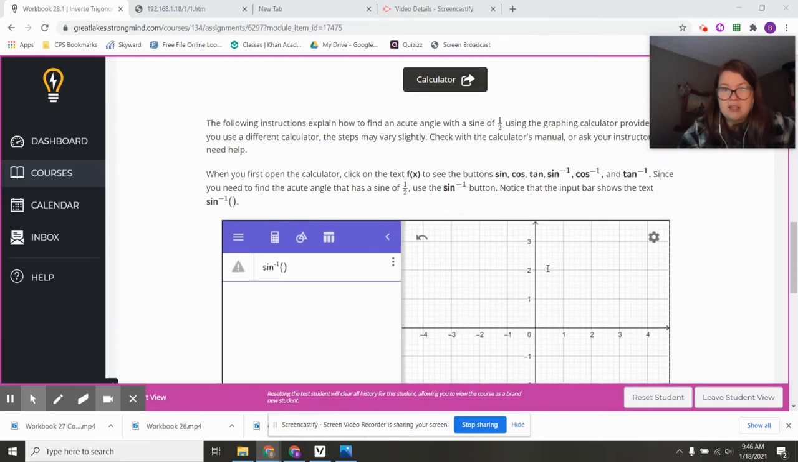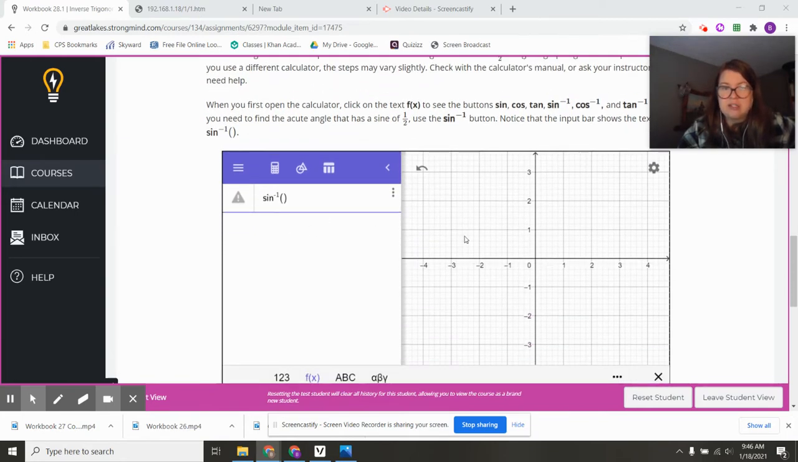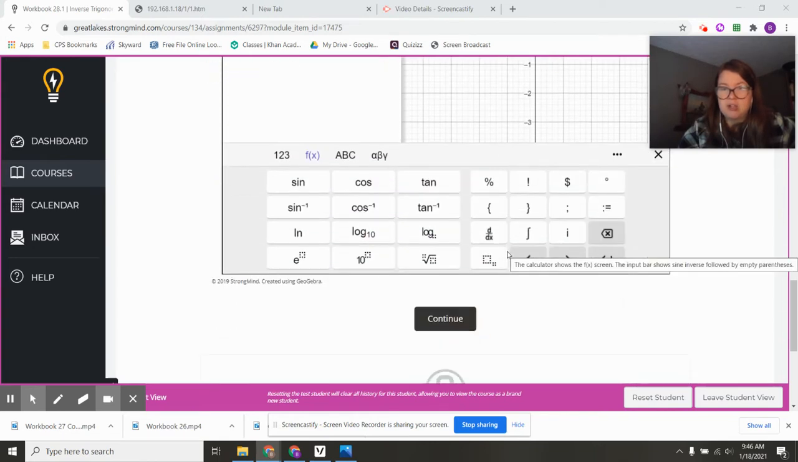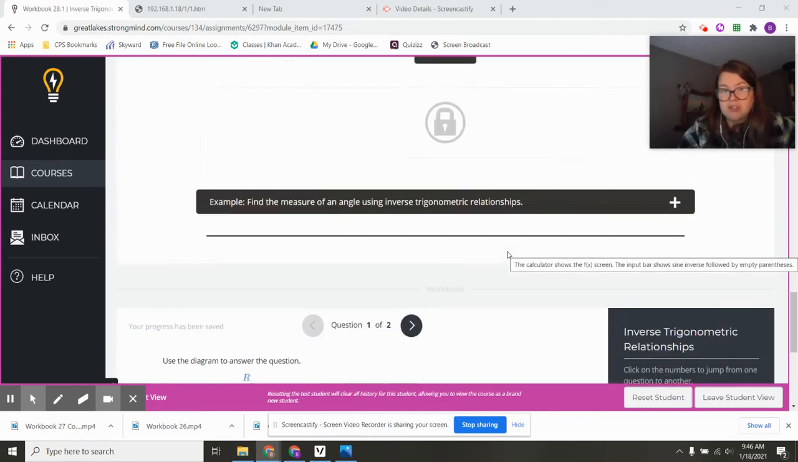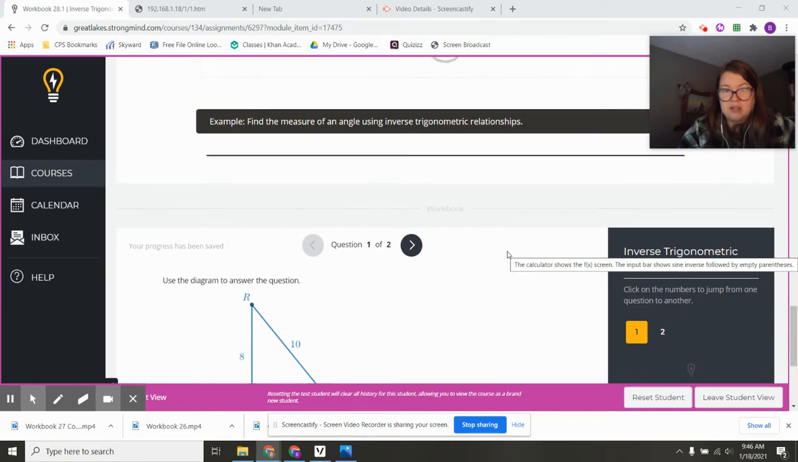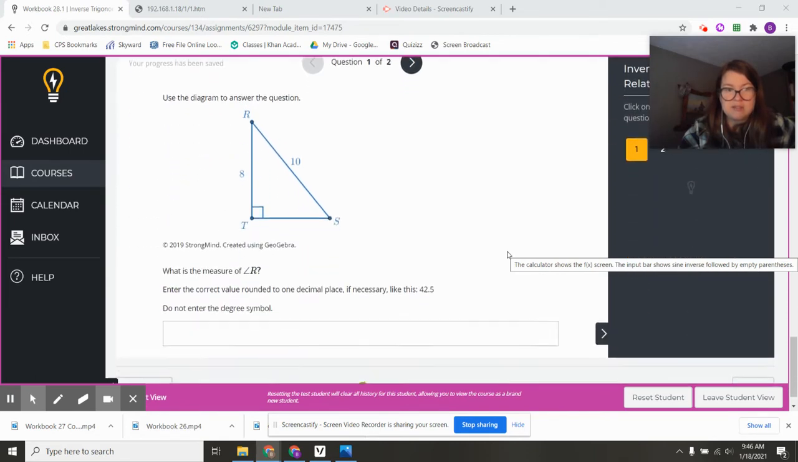And I think this calculator, they're using GeoGebra. You can also use Desmos. That's what I prefer to use. And so I'm just going to do the lesson for the sake of time.